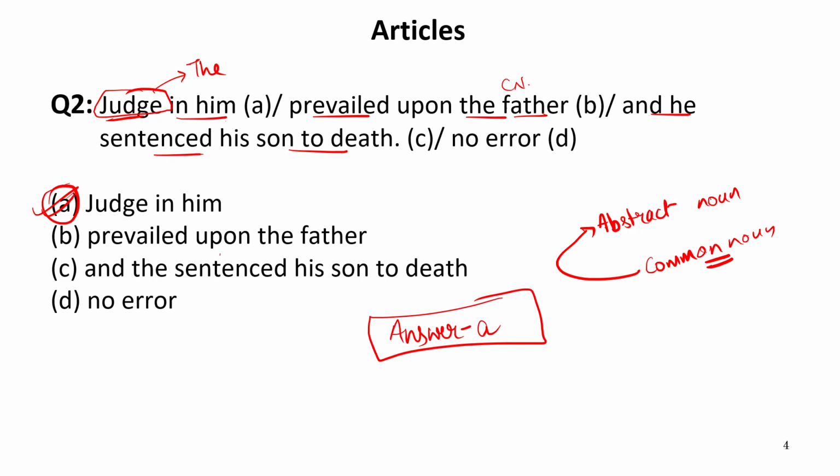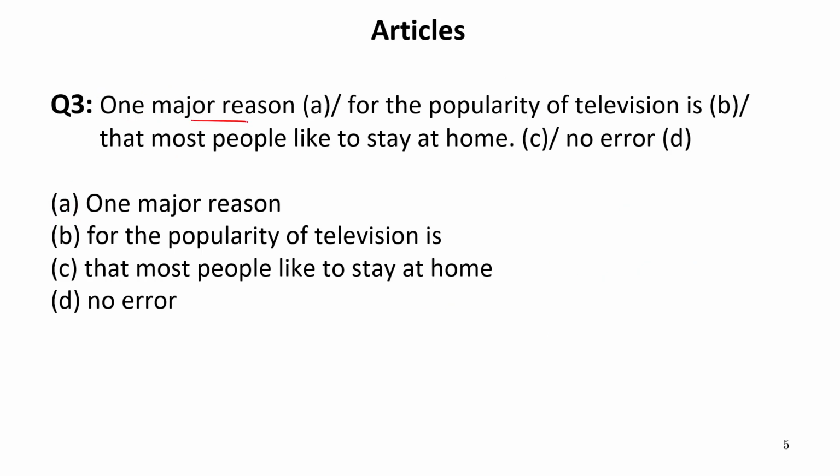Now let us move to the next one. One major reason for the popularity of television is that most people like to stay at home. Now, whenever there is a noun which is plural, we can write most of the people. So, this is most of the people, not most people. We could write many people, but here it is required most of the people. So, the error is in part C, so our answer is C.